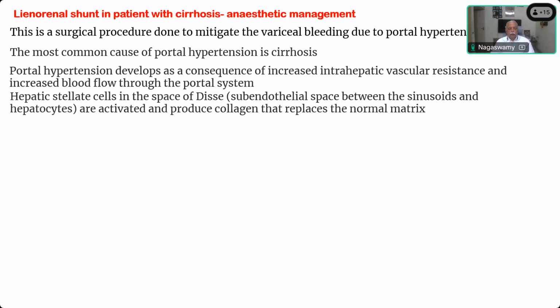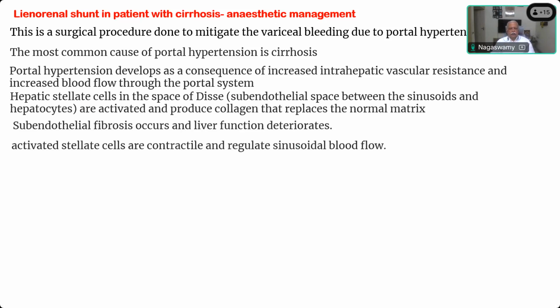Now, which part of the liver causes this? This is the hepatic stellate cells in the space of Disse, the so-called subendothelial space between the sinusoids and the hepatocytes, which are activated, and they produce collagen that replaces the normal matrix. So the liver starts shrinking. So the subendothelial fibrosis occurs and liver function deteriorates.